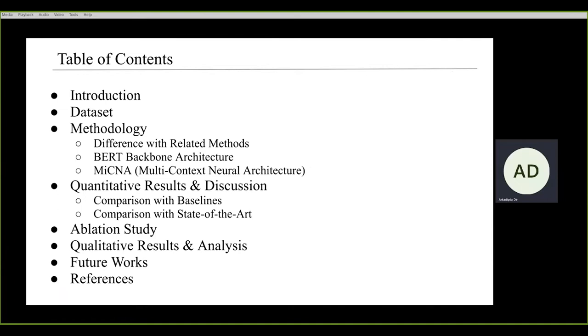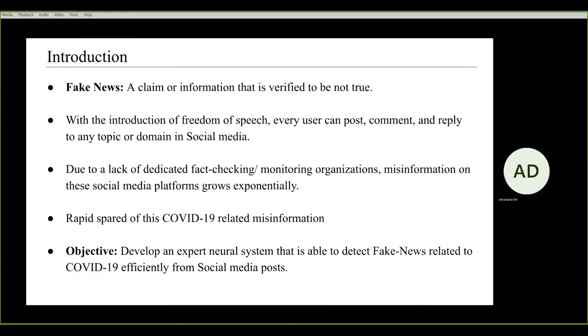These are the table of contents. First of all, we are going to talk about the introduction, the dataset that we have used, then the methodology that we have taken, some quantitative and qualitative results, and then future works. So first of all, what is fake news? It is a claim or information that has been verified to be false or not true. There can be different types of fake news, from political aspect, from entertainment aspect, or from COVID-19 based aspect, which is very problematic in our day-to-day life.